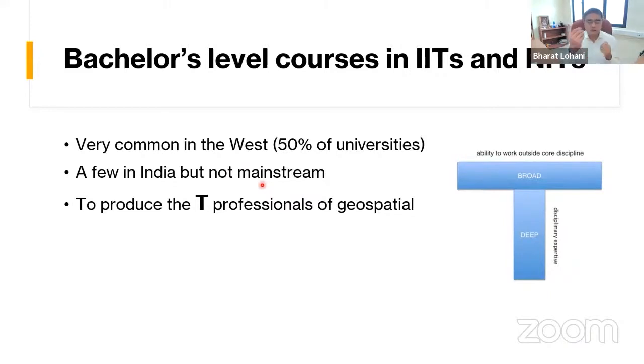Like in Anna University or in Dehradun, IPC, these courses are running, but it is not mainstream yet. And because it is not mainstream, we don't get good quality students to come to these kinds of courses. And what will these courses do? These courses will train an individual in the entire spectrum of geospatial, while later on, these individuals can take much deeper or become experts in one of the areas, which I call the T professionals in geospatial. So this is something which is missing.